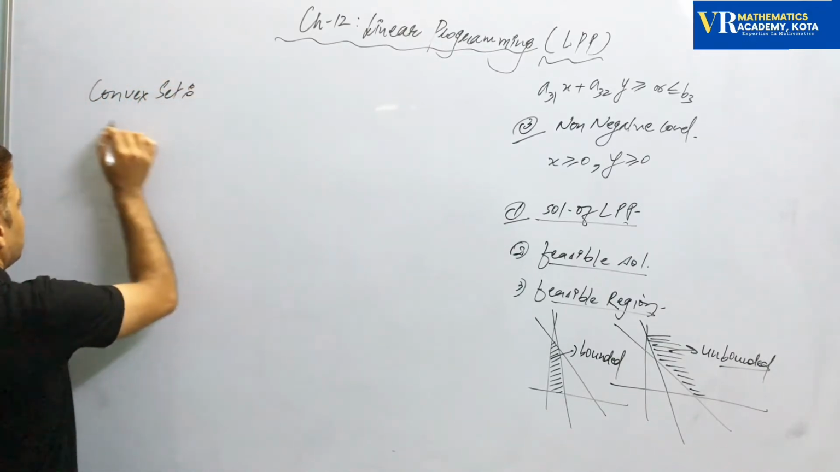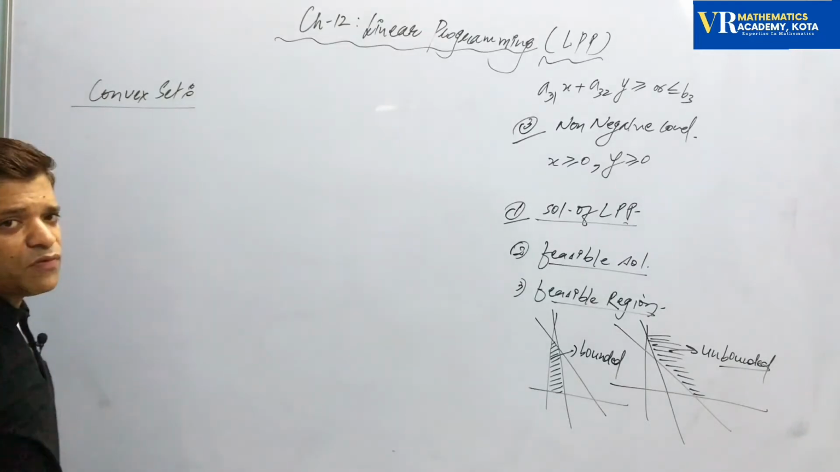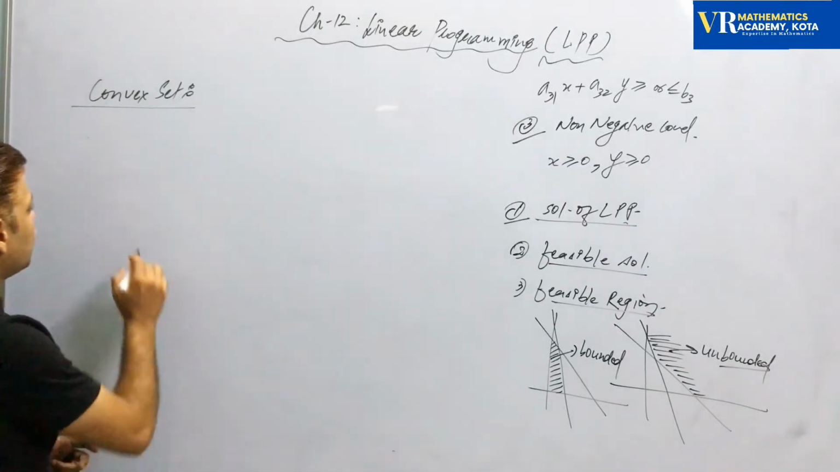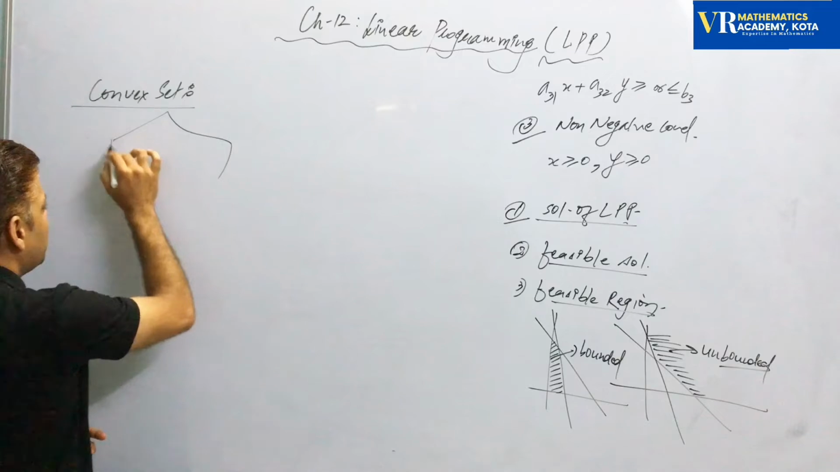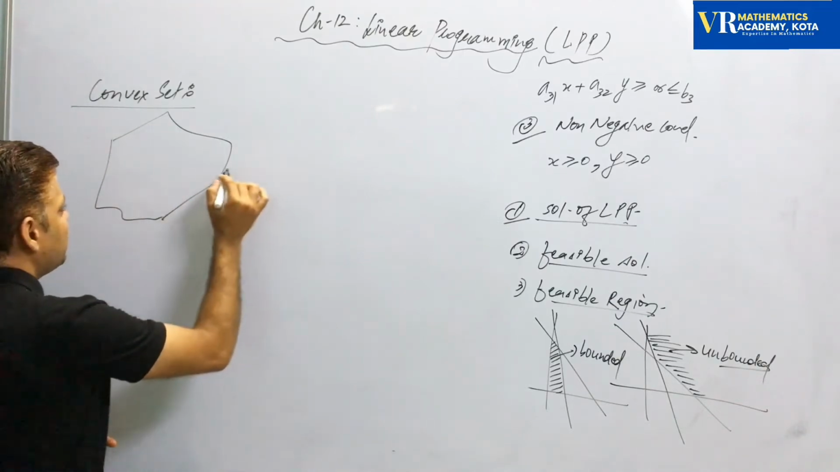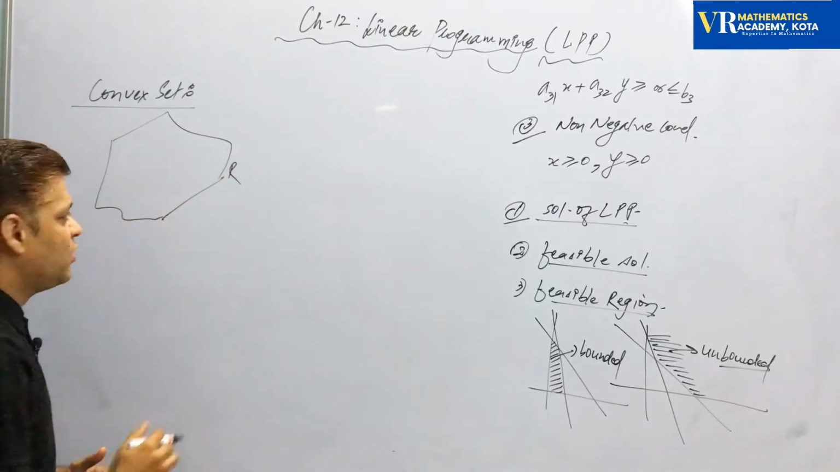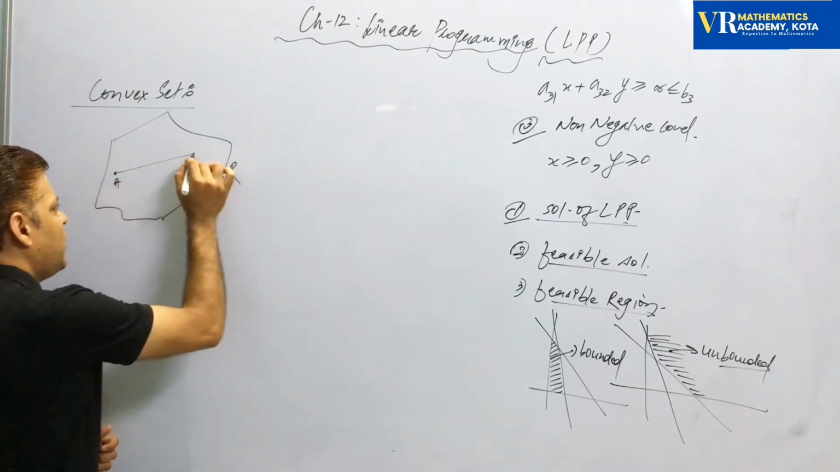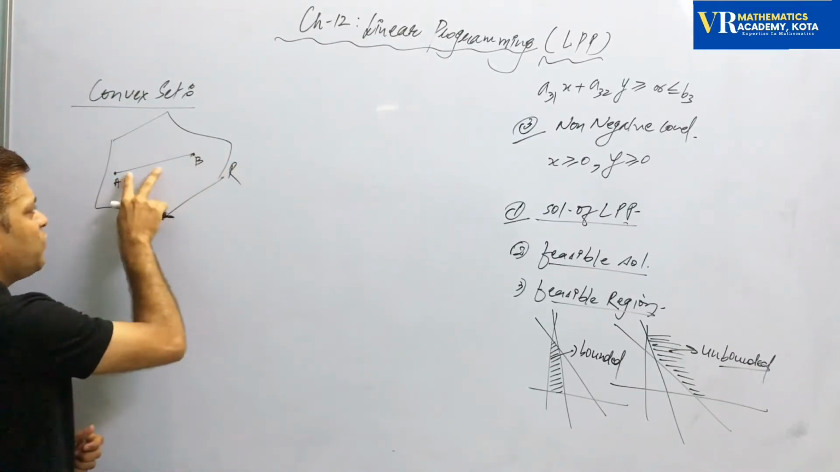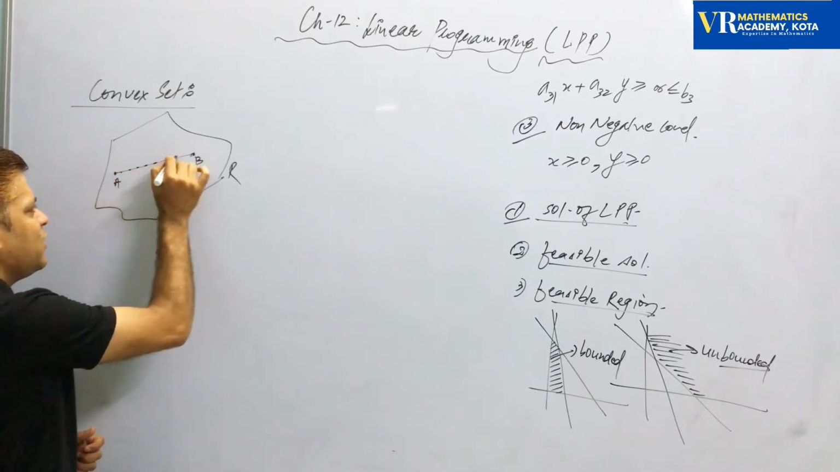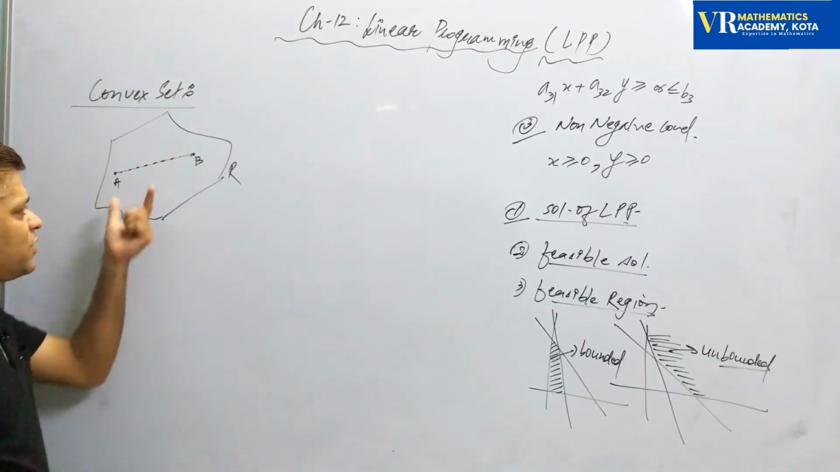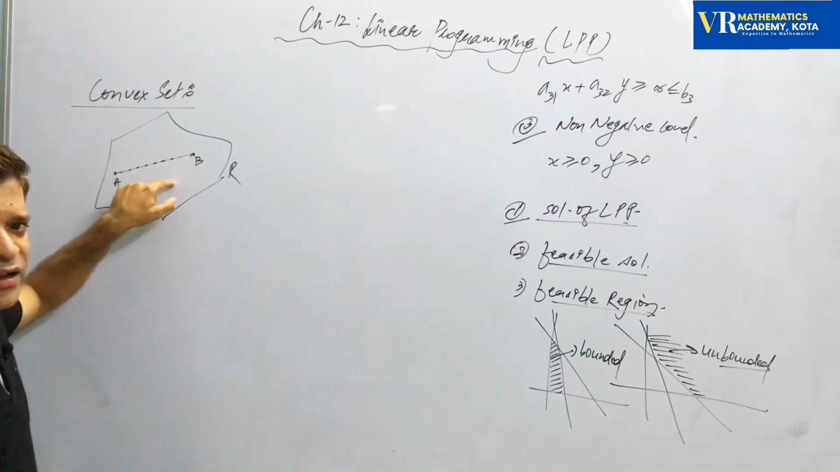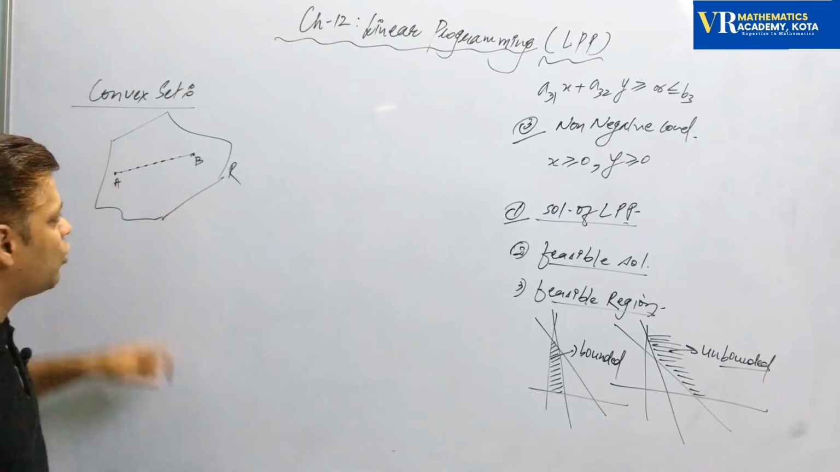Convex set. So what is the meaning of convex set? For example, let this be the region R that we are given. We draw a line segment AB in that region. If all the points on that line lie in that region, then this is called a convex set.